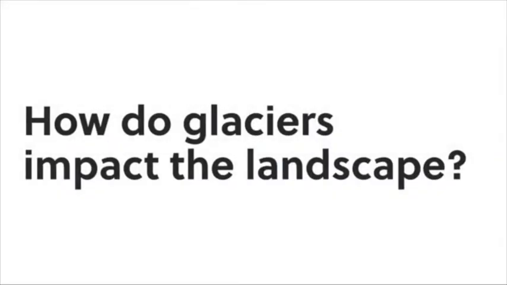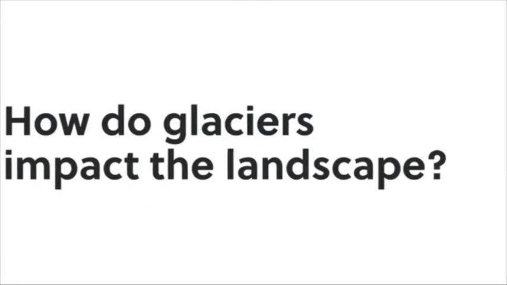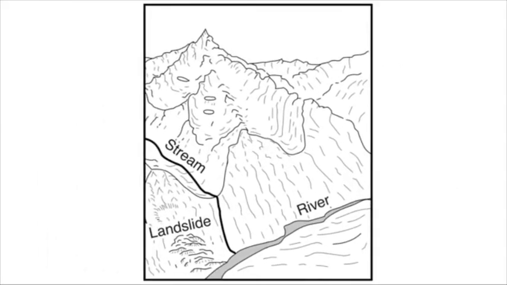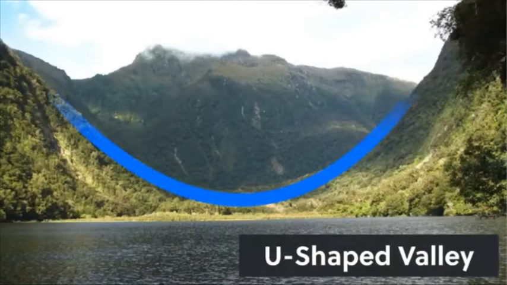The most important thing to look at with glaciers is how they impact the landscape. That is, how do they change the land as they grind over the surface over millions of years? First and foremost, we should know that glaciers grind down the rock that's on both sides and on the bottom of the area where they're moving, and the result is this large U-shaped valley, which you can see here in the diagram. Notice it's shaped like the letter U. Here's what it looks like in reality.